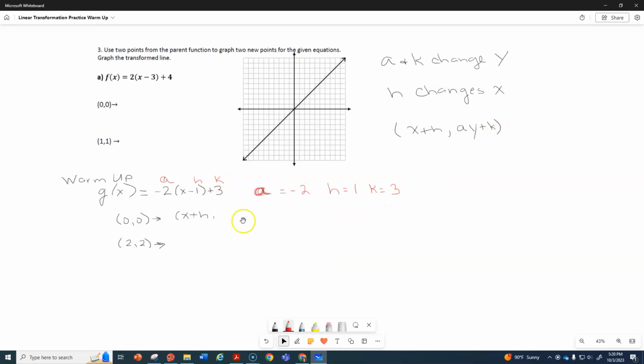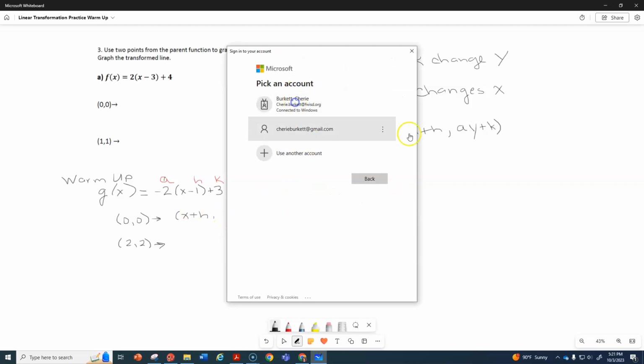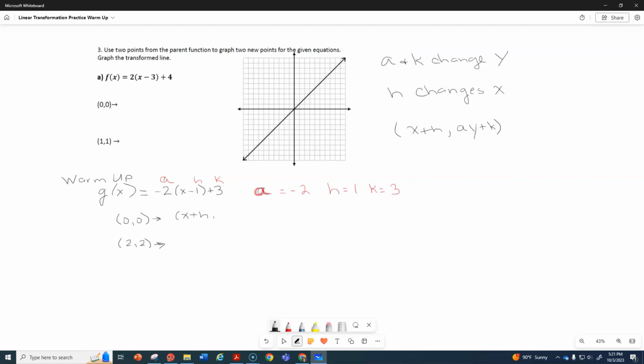Now I'm simply going to use this formula. They want me to transform 0, 0. I'm literally going to plug in all the numbers to get my new point. My electronics is just not working with me today.